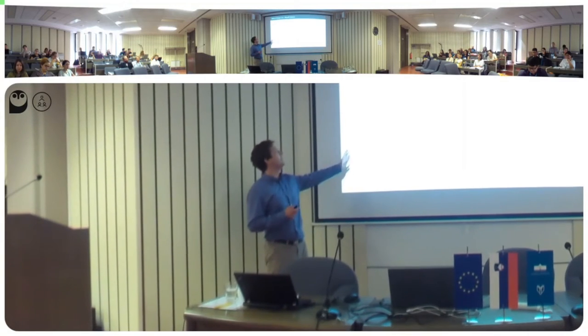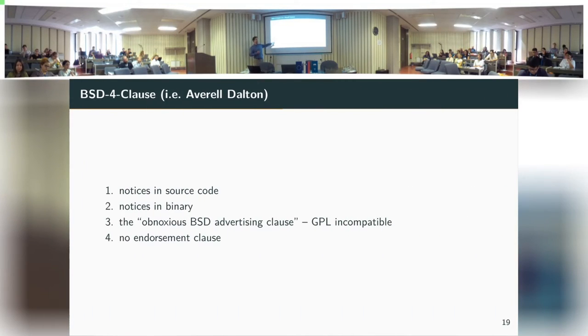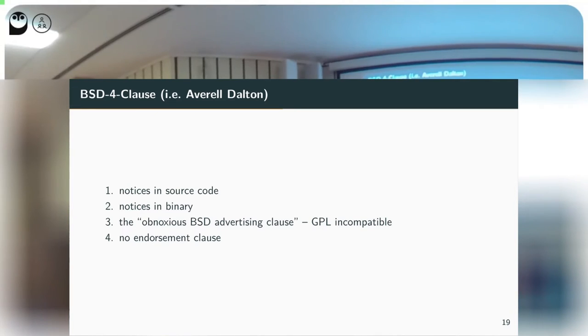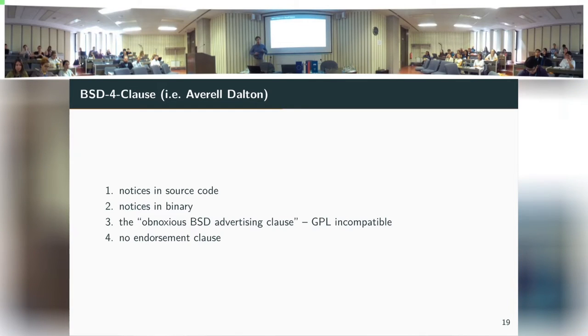We start with the old one, the original BSD, which we nowadays call the four clause BSD. Or as I like to call it, the Averell Dalton, the big stupid guy. The reason why it's called a four clause is because it has four clauses. That's simple. So the first clause says that you can use this piece of software for anything you want, as long as you keep the copyright and license notices in source code, if you distribute the source code.